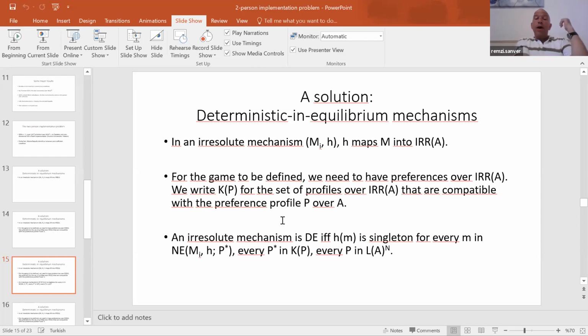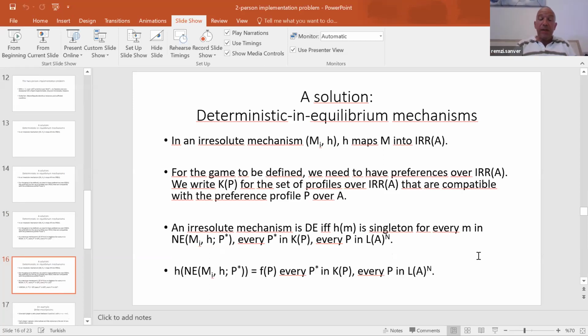And now I introduce the concept of being deterministic in equilibrium. Deterministic in equilibrium means that my mechanism H can prescribe certain message profiles with irresolute outcomes, but these will never occur at equilibrium. At equilibrium message profiles, the outcome will always be deterministic. So this is what we call a mechanism being deterministic in equilibrium.